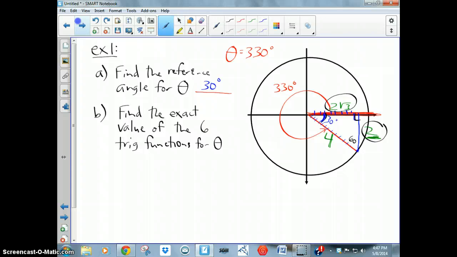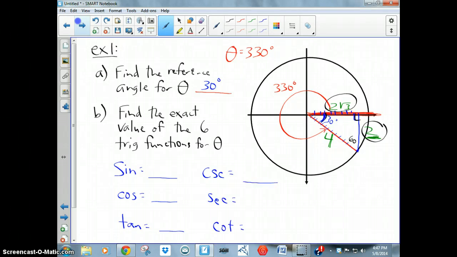Now, we had to do that because we want the values of all 6 trig functions. Sine, cosine, and tangent, which we will do first, and then cosecant, secant, and cotangent, which we will do second. Well, we've gone through this a lot before. Here's my reference angle. That's the angle I got to use to figure out my trig values.